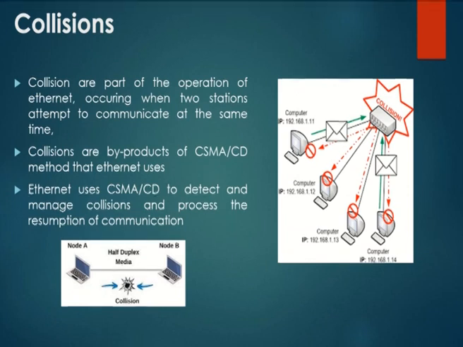Collisions are part of the operation of Ethernet, occurring when two stations attempt to communicate at the same time. Collisions are a byproduct of the CSMA/CD method that Ethernet uses. In an Ethernet network, many devices share the same segment. All devices are granted access to the medium, but they have no prioritized claim on it. Ethernet uses CSMA/CD to detect and manage collisions, and to process the resumption of communication.